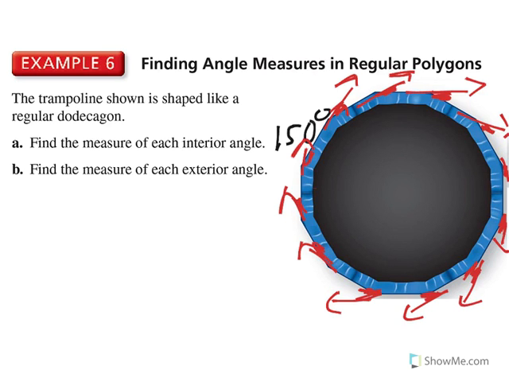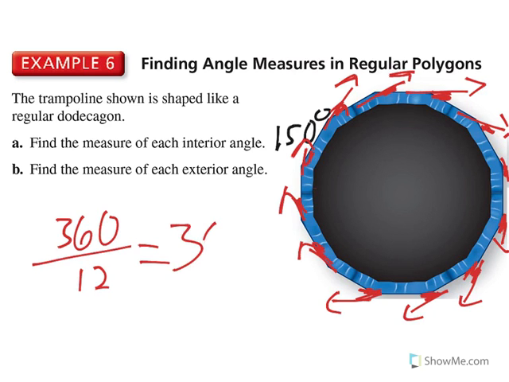And so all I have to do is just divide my total by how many there are. So if I know that it's 360, I just divide it by 12, in which I get 30. So my exterior angles are all going to be 30 degrees.